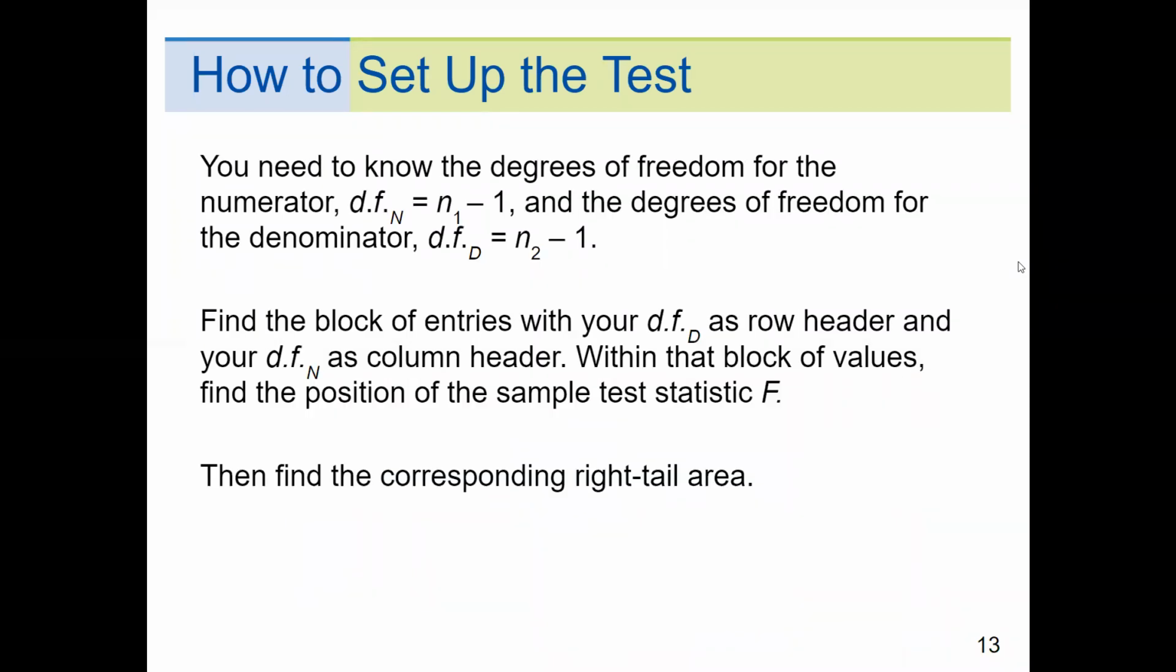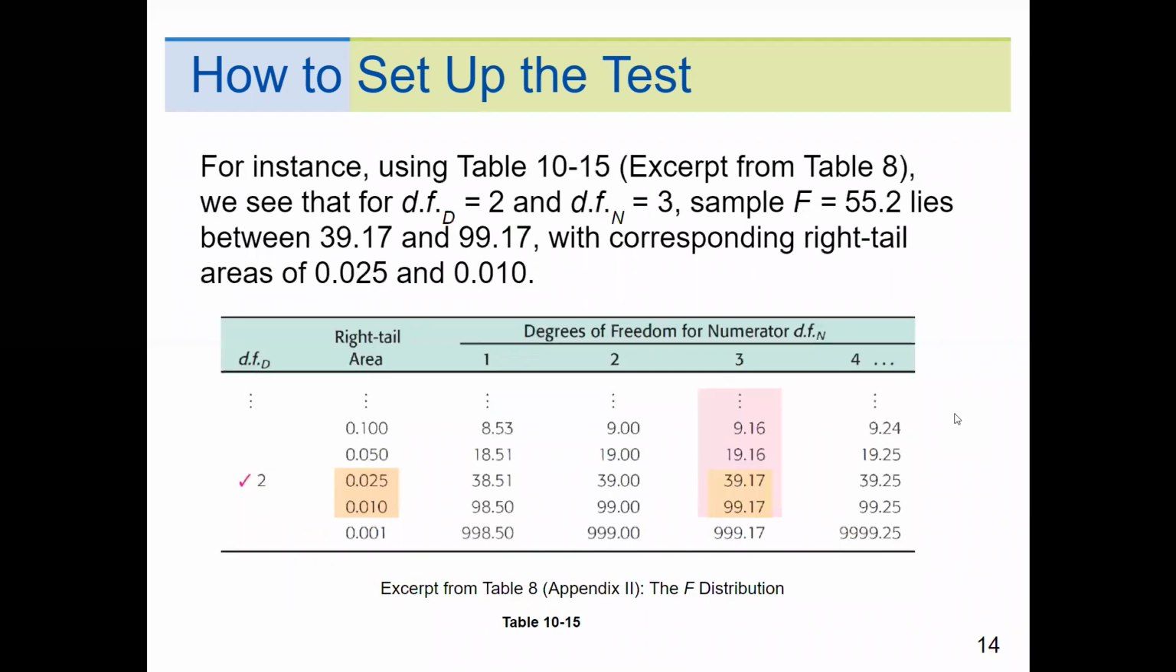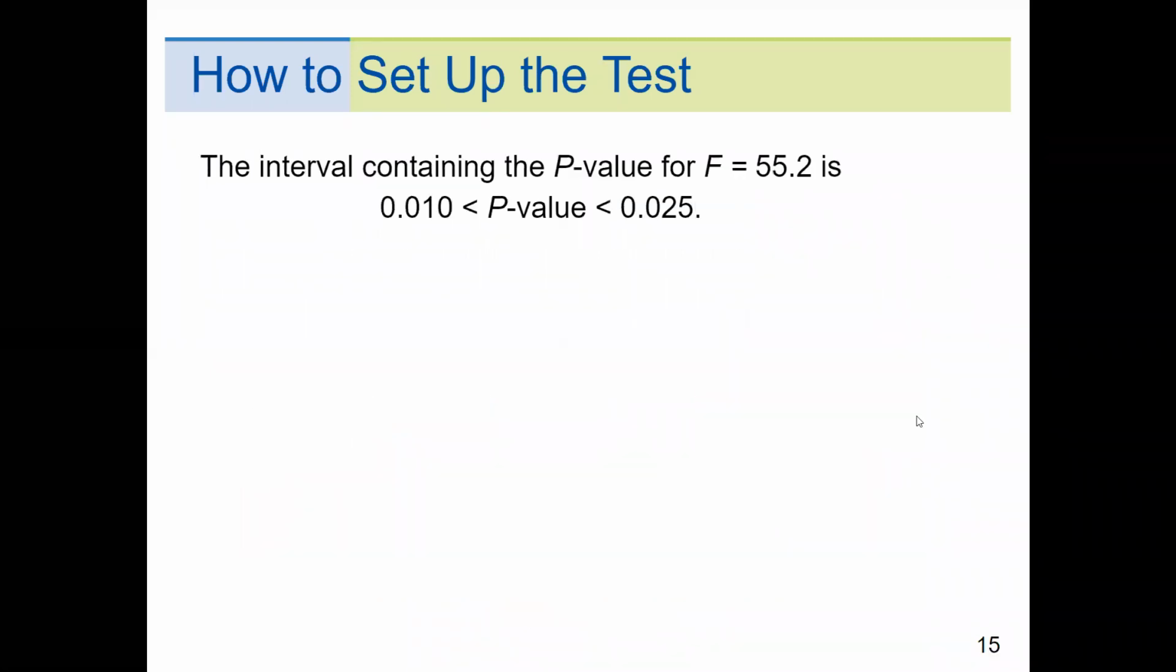You need to know the degrees of freedom for the numerator and the degrees of freedom for the denominator. Find the block entries with your degrees of freedom as row header and your degrees of freedom for the numerator as column header. Within the block of the values, find the position of the sample test statistic F, then find the corresponding right tail area. Okay, so they're just showing you this again. The interval containing the p-value for F equal to 55.2 is between 0.010 and 0.025.